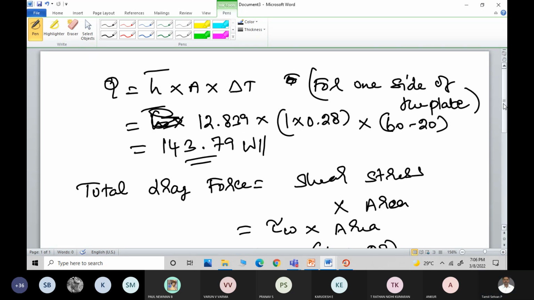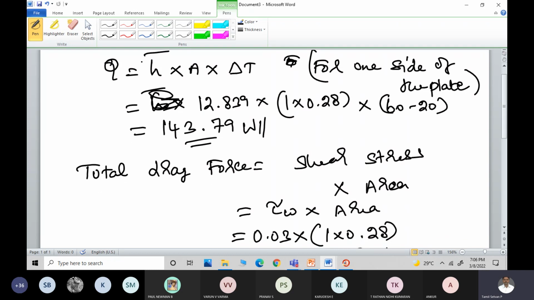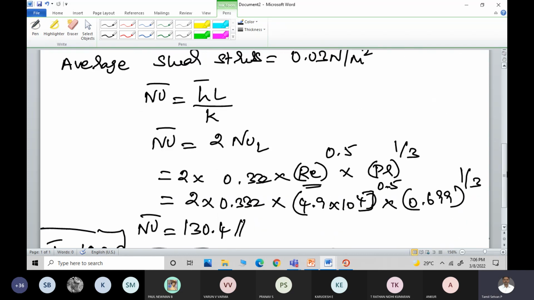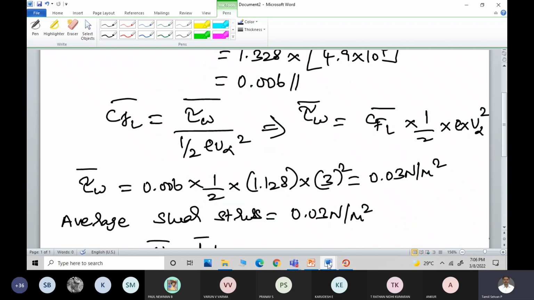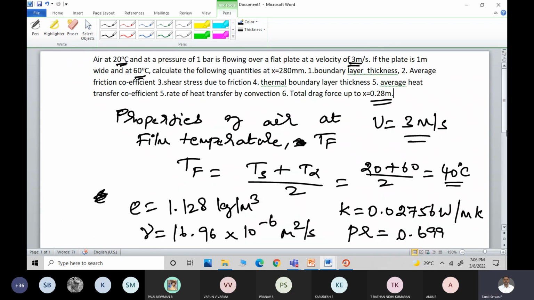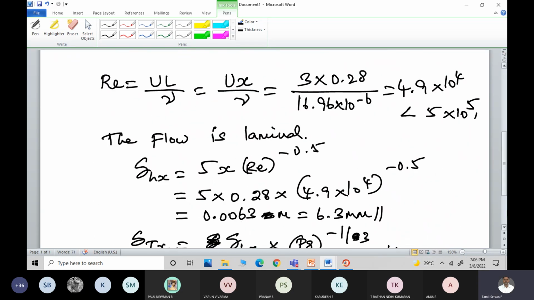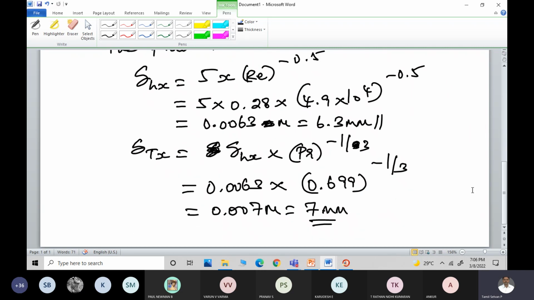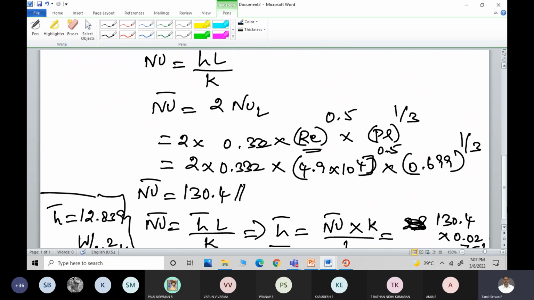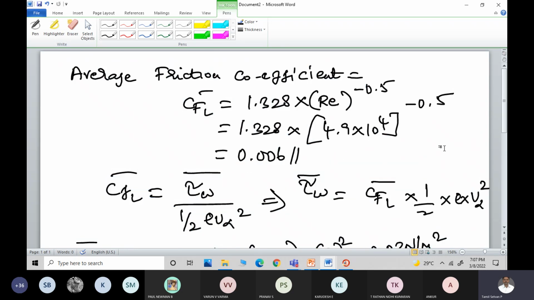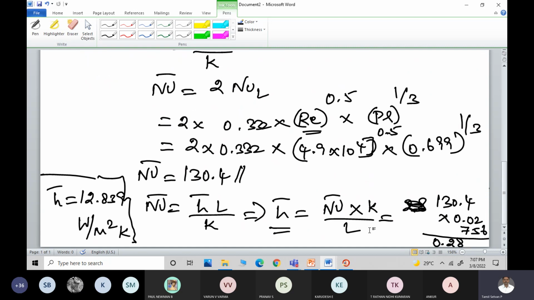Is it fine, students? So we have found out the heat transferred by finding out h bar. h bar we found with the help of Nusselt number. Average Nusselt number is 2 times the local Nusselt number, 2 into 0.332. We have found the hydrodynamic boundary layer thickness, that is velocity boundary layer thickness, thermal boundary layer thickness, friction coefficient, shear stress, Nusselt number, h bar, the average convective heat transfer coefficient, and we have found everything.